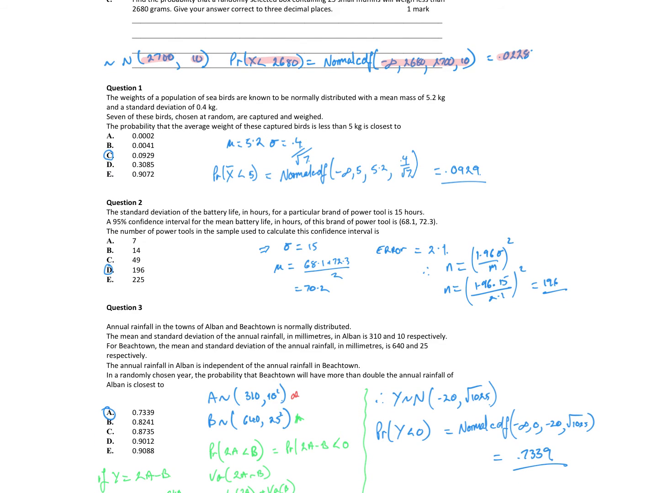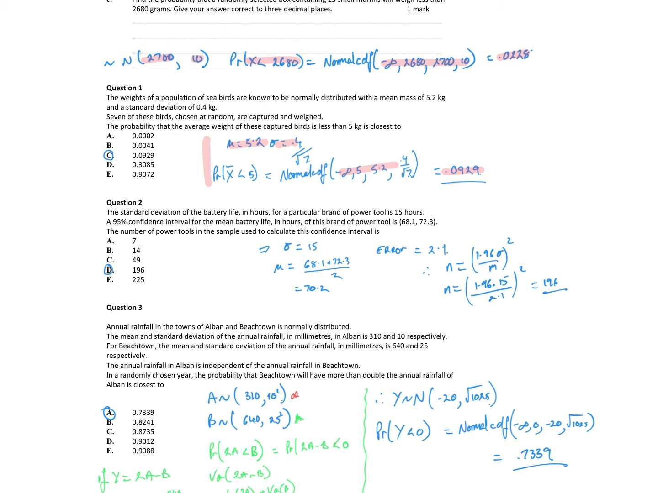The weights for a population of seabirds are known to be normally distributed, with a mean mass of 5.2 and a standard deviation of 0.4. 7 of the birds are chosen at random. So we've got a mean of 5.2, and the standard deviation is going to be 0.4 over the square root of the sample size, which is 7. So the probability that the average weight is less than 5, from negative infinity to 5, with 5.2, 0.4, and so on, we get 0.0929. So hopefully once you get the key parameters, we're right to go.